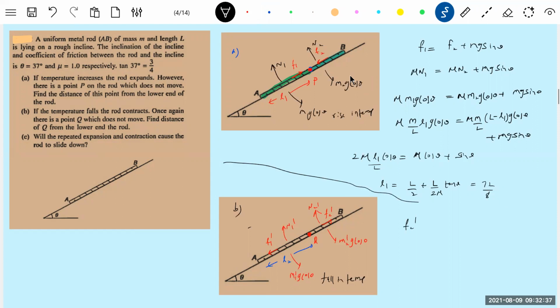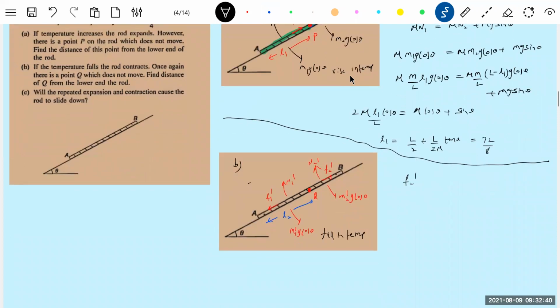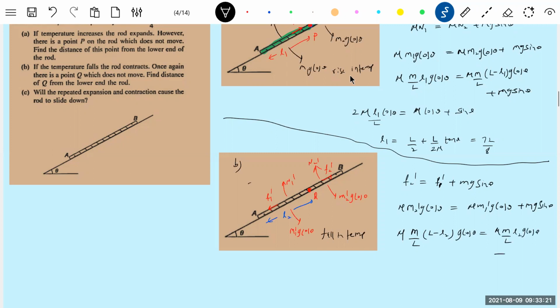F2 dash equal to F1 dash plus mg sin theta. F2 dash should be equal to mu m2 dash g cos theta, mu m1 dash g cos theta plus mg sin theta. Now mu, m2 dash will be m by l times (l minus l2) g cos theta. Solving, we'll get an expression for L2.